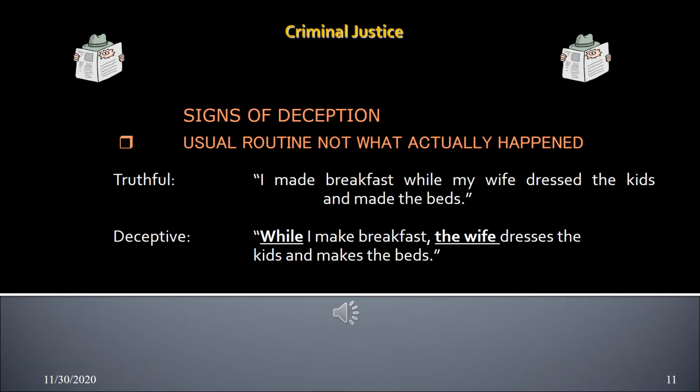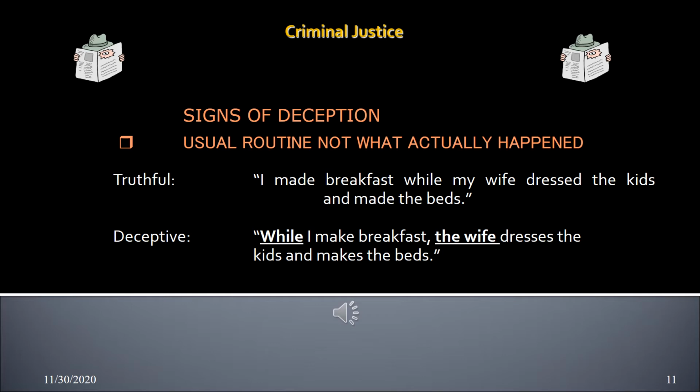So this is a statement from a husband who killed his wife down east in Ontario, I think it was. So the truth statement: I made breakfast while my wife dressed the kids and made the bed. So that would have been what the person should have said. Instead, they said, while I make breakfast, the wife dresses the kids and makes the bed. So this is not a truthful statement. This is the aspect of what they would have been doing as opposed to what he actually was doing. Okay? So while I make breakfast, the wife dresses the kids and makes the bed.